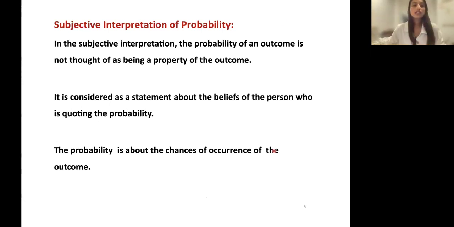Now the next one is subjective interpretation of probability. In this case, the probability of an outcome is not thought of as a property of the outcome. It is just considered a statement about the personal belief of the person who is quoting the probability. So the probability is about the chances of occurrence of the outcome based on a person's belief.